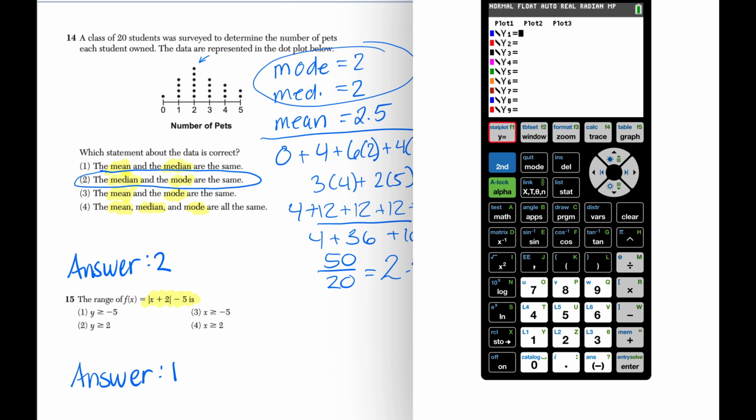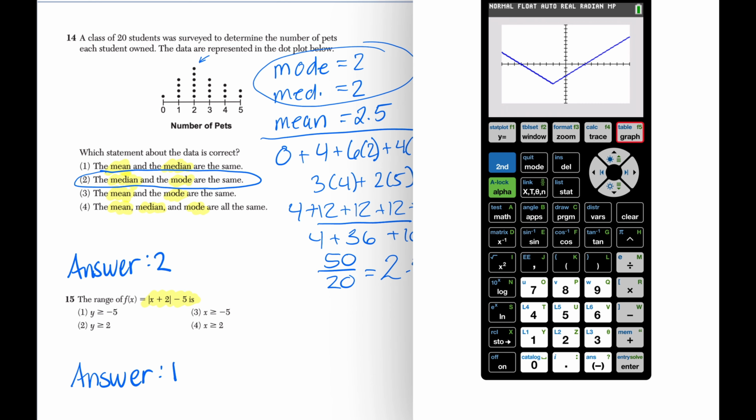All right, I couldn't find absolute value, so I actually had to look up where I would find it. I have to hit the math button, and then I can go over to number, and boom, for number 1, there is my absolute value. Doing these videos actually helps me remember things on a calculator that I haven't used in a really long time. So here's my x plus 2 minus 5, and we're going to graph it.